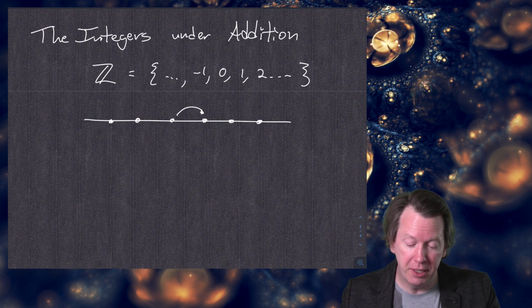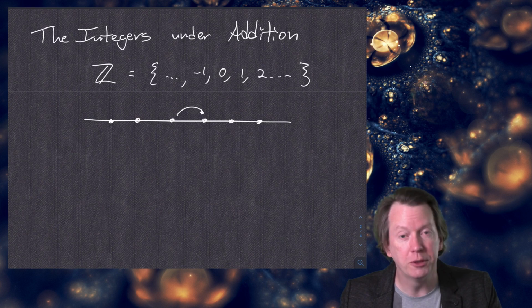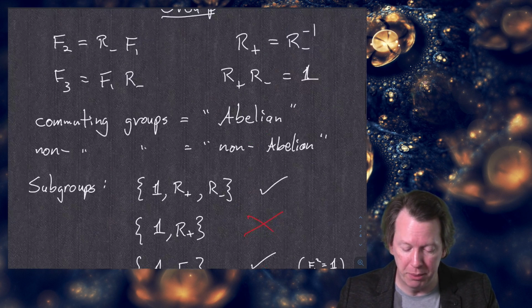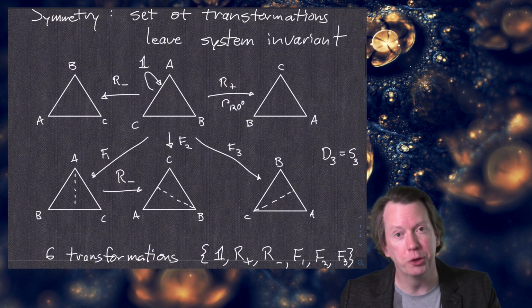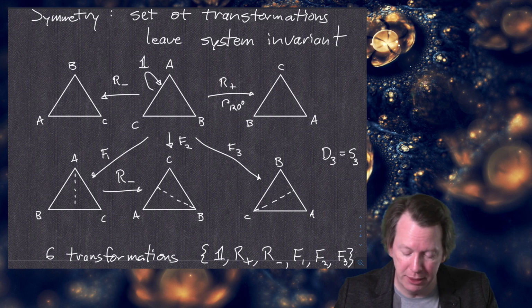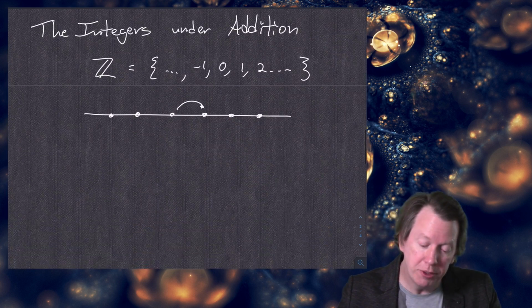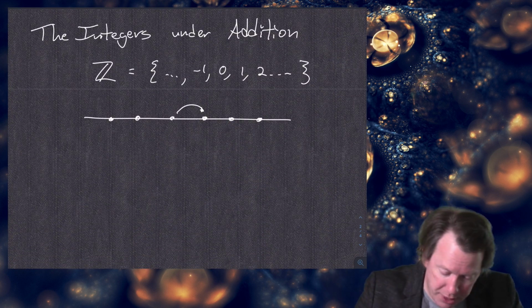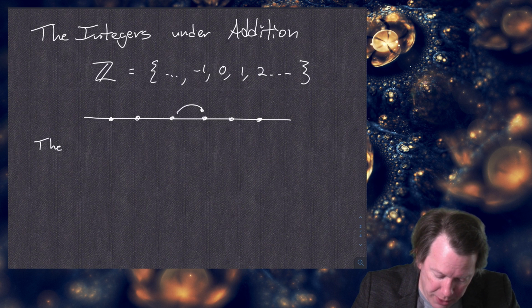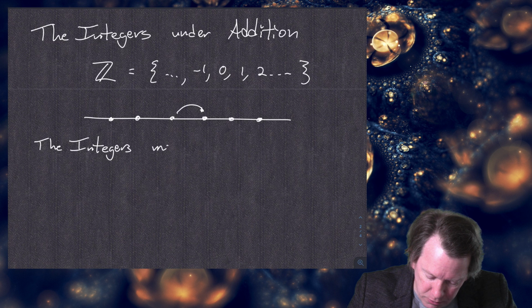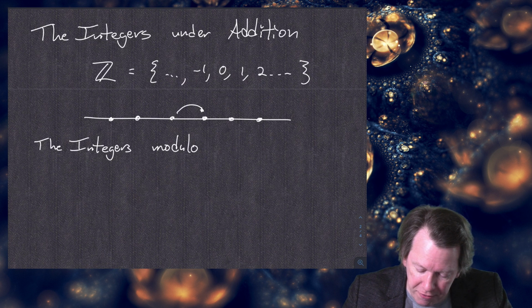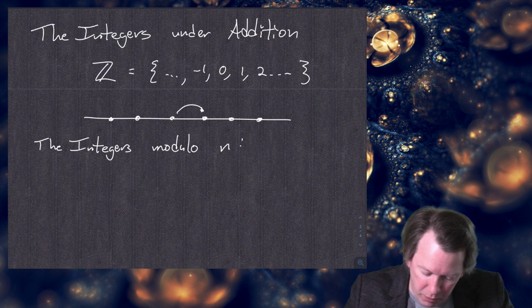There are infinite groups, and there are also finite groups, like this group up here. The triangle group, or the dihedral group, has 6 elements. The integers have an infinite number. But there's a version of the integers that only has a finite number, namely the integers modulo n. And what that means is we define Zn.